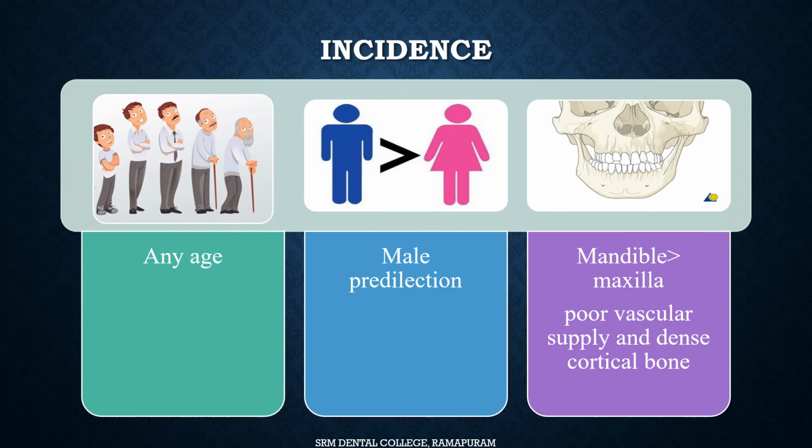So coming to the incidence, osteomyelitis can occur at any age. Males are more commonly affected when compared to females, and the mandible is more commonly involved when compared to the maxilla. This is because of the poor vascular supply and dense cortical bone of the mandible when compared to the maxilla.